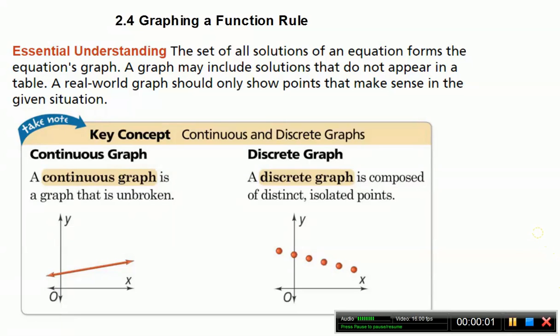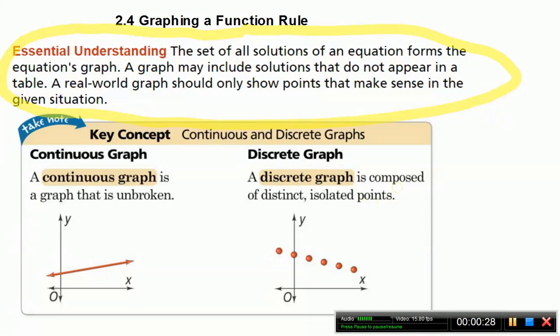Okay, for section 2.4, we're gonna be graphing a function rule. So our essential understanding here, I'm gonna go ahead and read this, is that the set of all solutions of an equation forms the equation's graph. A graph may include solutions that do not appear in a table. A real-world graph should only show points that make sense in the given situation.